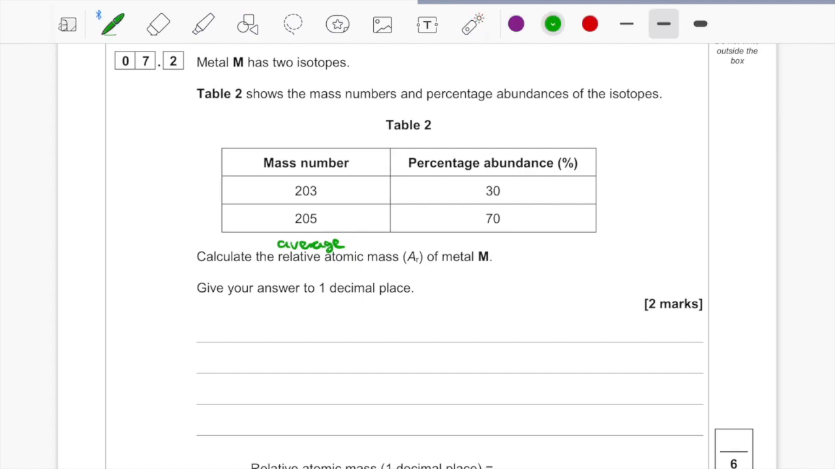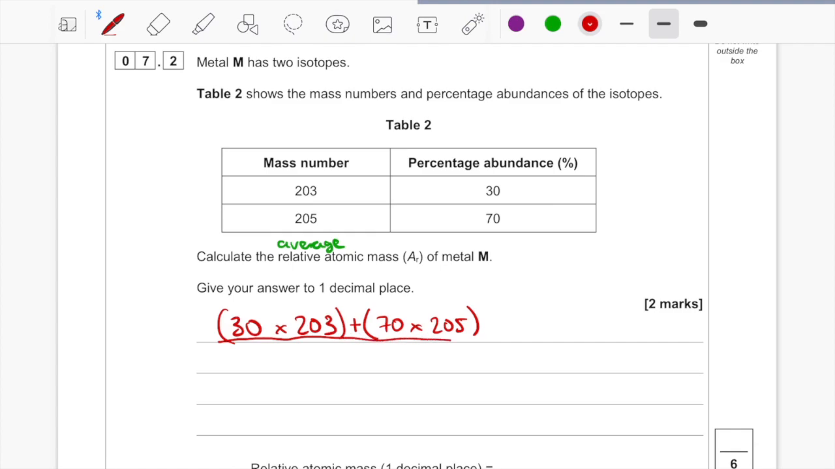So the way you go about it, they've given it as a percentage. We know that 30% of M is always 203. And we know that 70% of M is always 205. So one of the things is that our final answer must be closer to 205 than it is to 203. So that's another thing we can take.